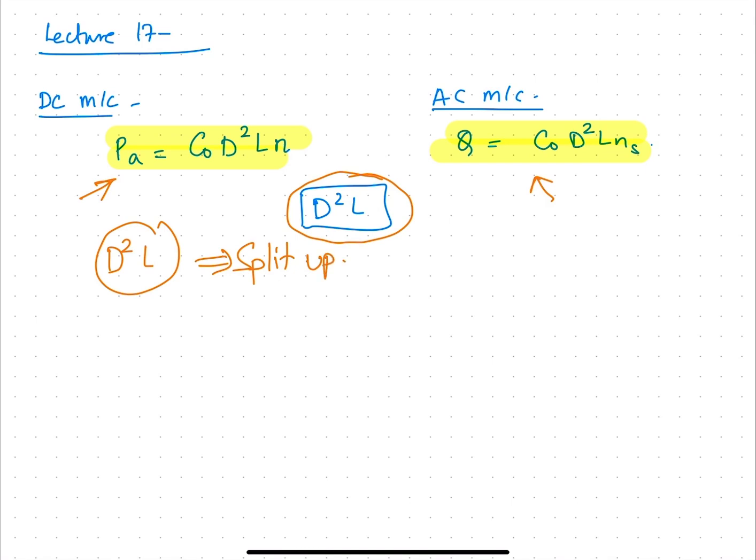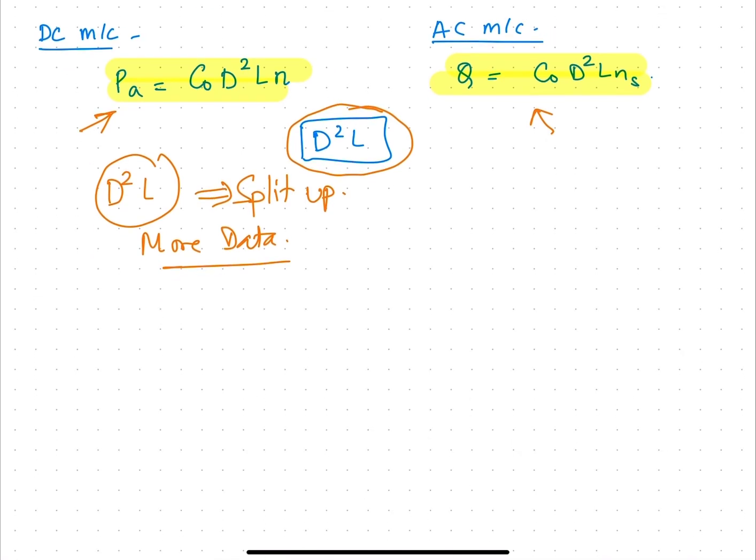And how this can be done is we need more data. Basically, more data about the design process is needed so that this factor D square L can be split up. So some of the factors which influence the relative values of D and L, we'll talk about them now. First we will talk about separation of D and L in DC machines.